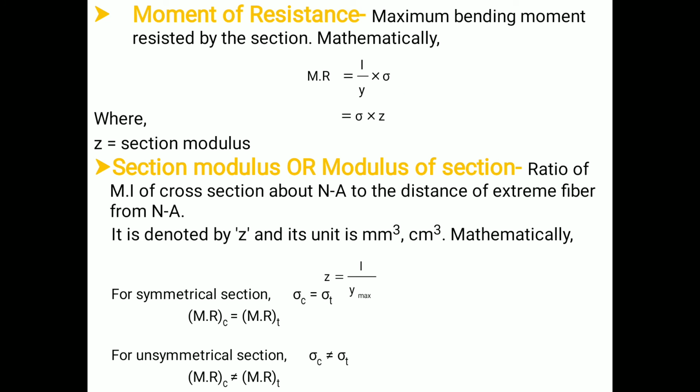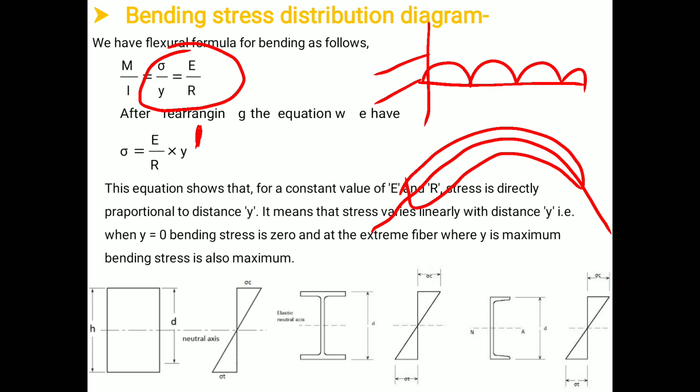This is the shear stress distribution diagram. This is the neutral axis, and as we have already discussed, the value of sigma varies linearly with y, so this is the linear variation over here. As the value of y increases, the value of sigma also increases, and at the neutral axis we have y equal to 0, therefore sigma will be 0.